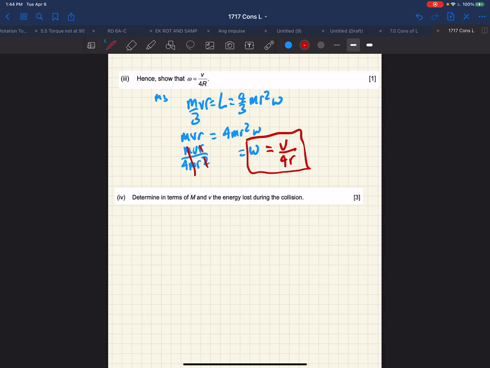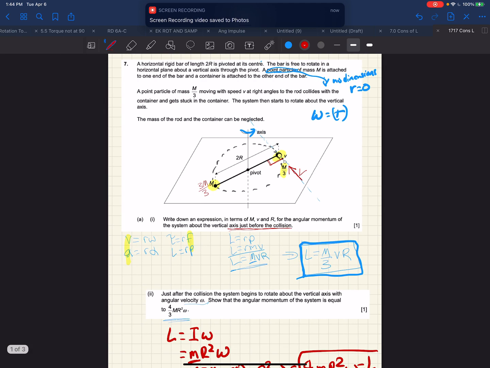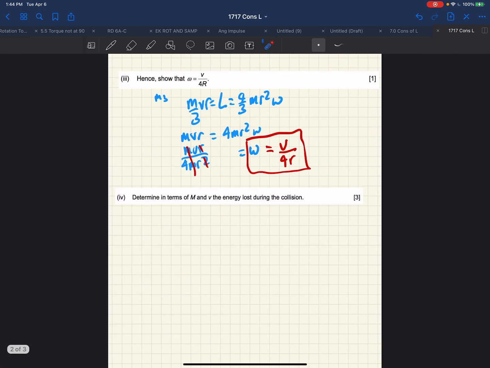So part 4, we are asked to determine the energy lost in the collision. Let's remember, go back and look at what happened here. We had an object that came in, there was a collision, and it was a sticky collision. So in those cases, we know it's an inelastic collision, we expect energy to be lost. And so we're being asked to determine what that loss in kinetic energy is.